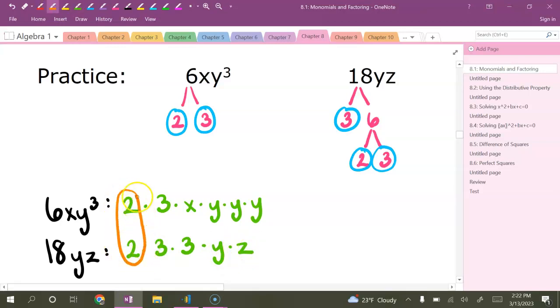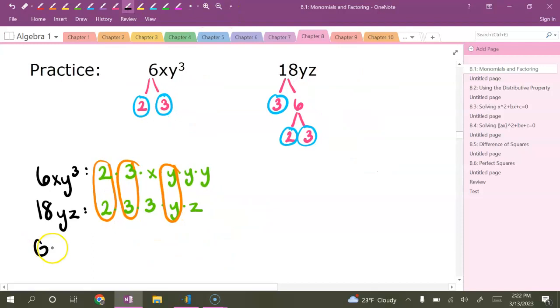I saw a 2 and a 3 and a y. And so for my GCF, I want to multiply those pieces together. 2 times 3 times y, which simplifies to 6y.